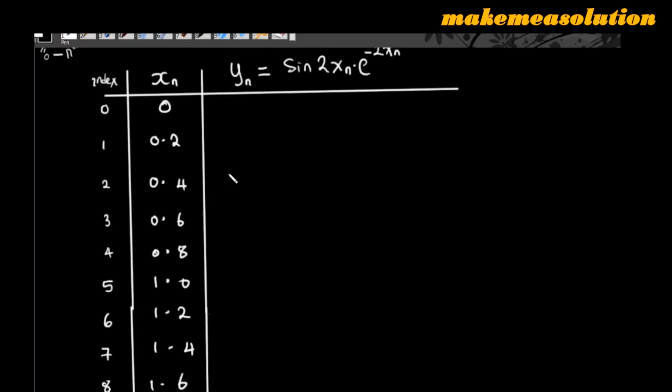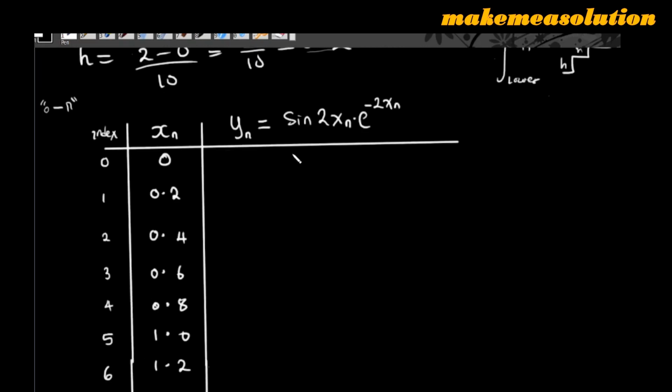And now the final thing that is remaining is to evaluate yn. So yn will be, for each xn, you just plug it into this formula and you solve it. Sometimes I see some people creating a separate column for sine 2x, then a separate column for exponential minus 2x, and finally they multiply the answers. This is how people in the old generation usually solved their problem.